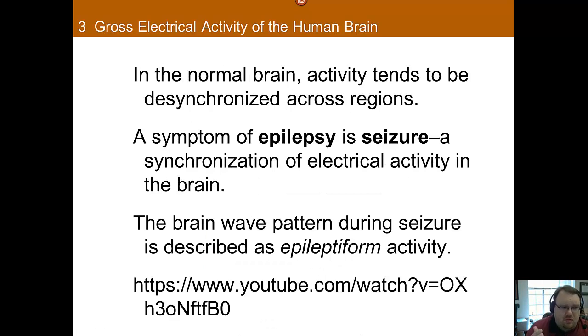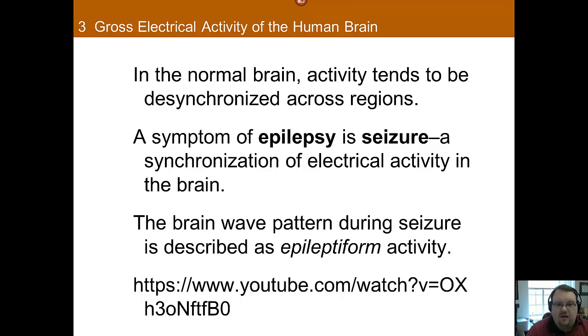So, in a normal brain, activity tends to be desynchronized across regions. However, in epilepsy, you have seizures where you have this activity synchronizing throughout the brain, or either in parts of the brain or throughout the brain. We'll talk about the different types.